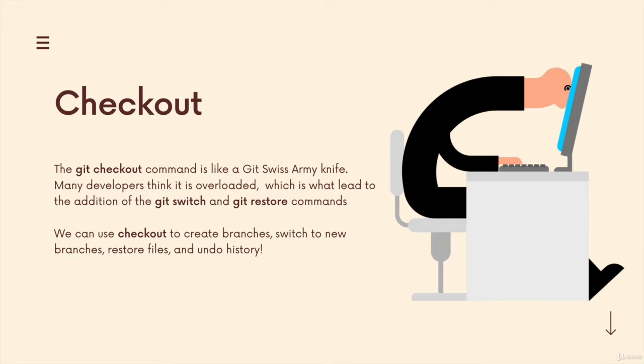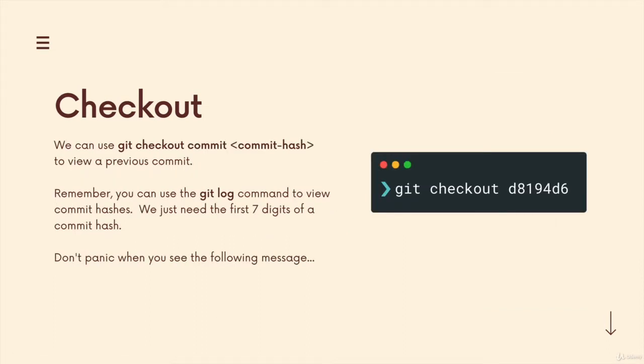Just as a reminder, a lot of people think the git checkout command does too much, which is why new commands were added, including git switch and git restore, which we'll talk about later on in this section. Okay, so if we use git checkout, but rather than checking out a branch, we instead check out a particular commit hash, like I've done here. Remember, we can view these commit hashes using git log.